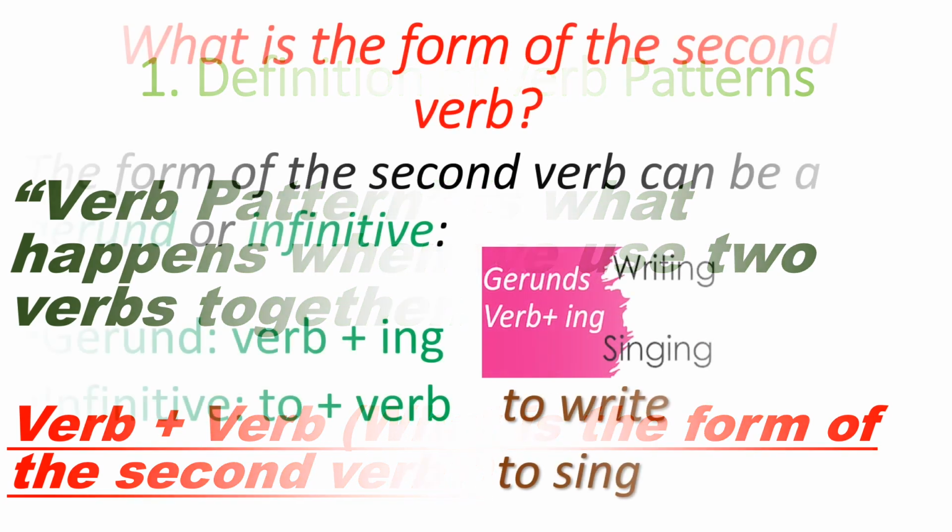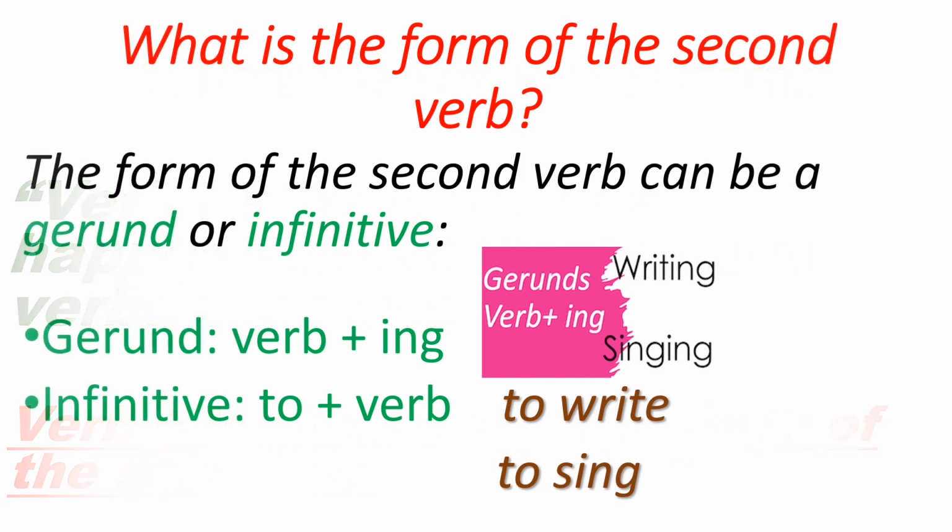And here we introduce gerunds and infinitives. The form of the second verb can be a gerund, like writing, singing, or it can be an infinitive, like to write, to sing.